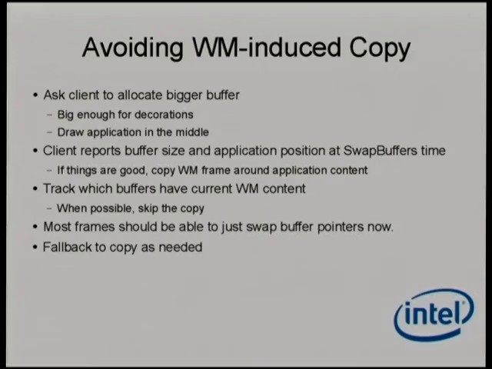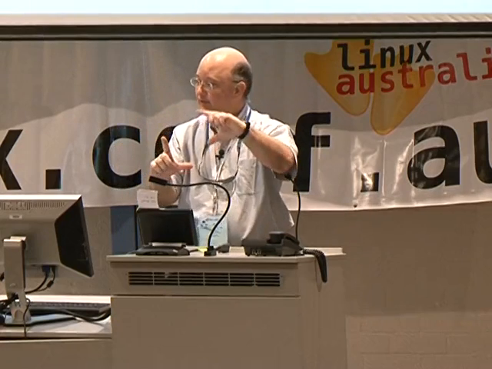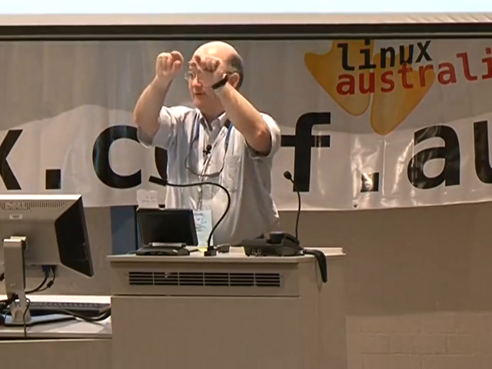And then we're going to track. If the application has put its contents in the right spot in this buffer, and there's enough space around the outside for the window decorations, we're going to take all the window decorations and just copy them around, kind of draw them around the application. And now we have a window that has the application contents and the window manager contents that we didn't have to copy those application contents.